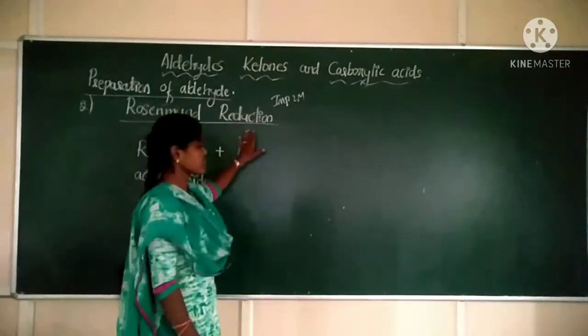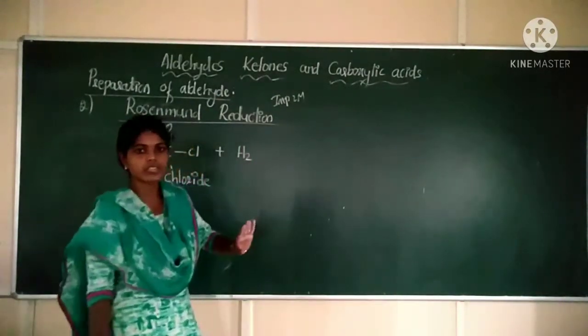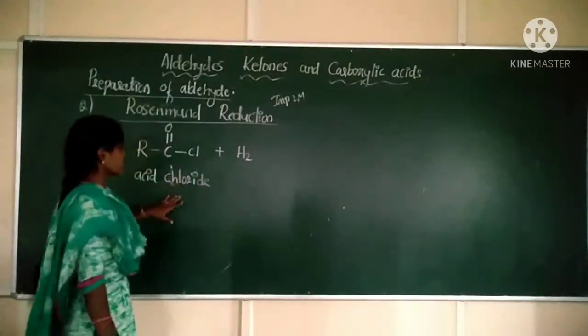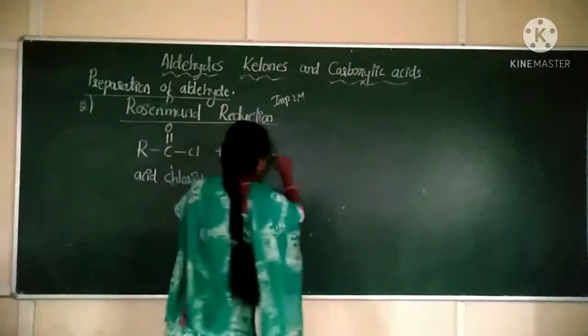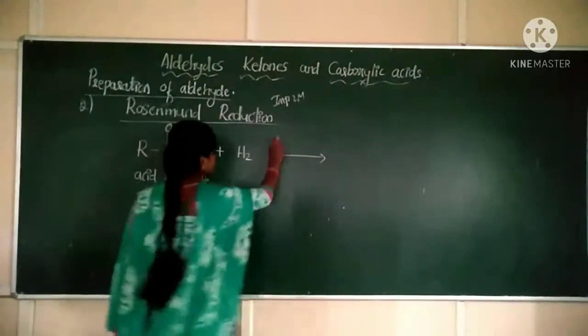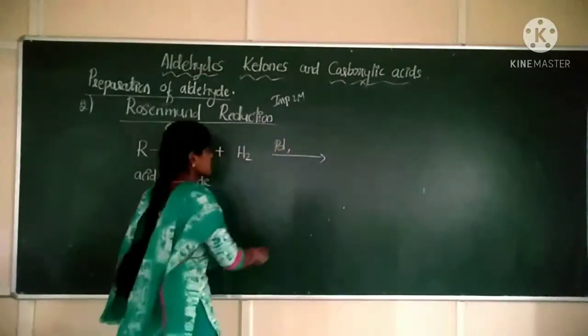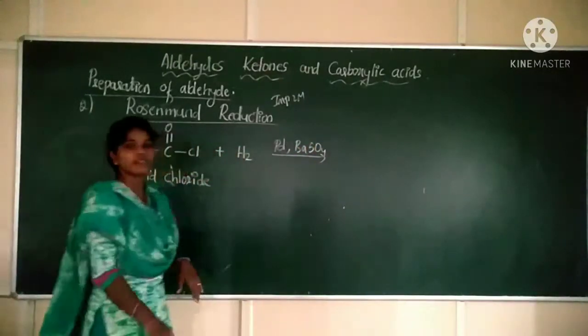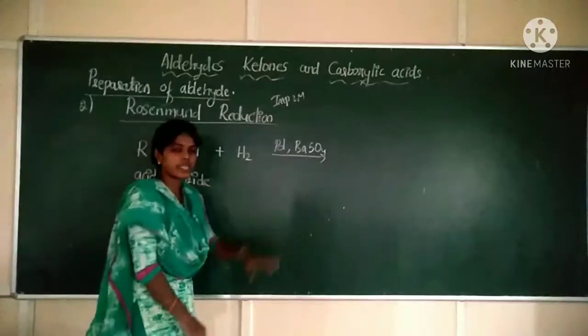Again, it is a reduction reaction. What is reduction? Addition of hydrogen. So acid chloride reacts with H2, addition of hydrogen, in the presence of what? Palladium catalyst on the surface of what? Barium sulfate. Palladium and barium sulfate.